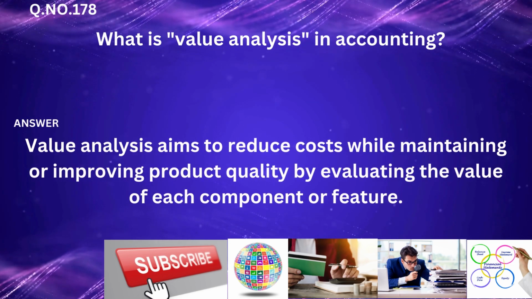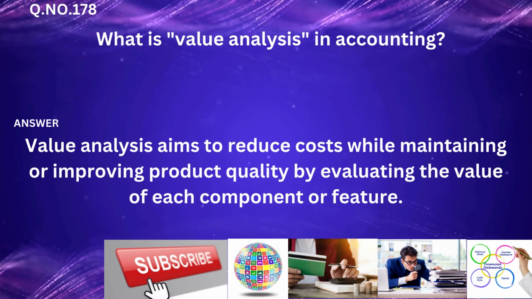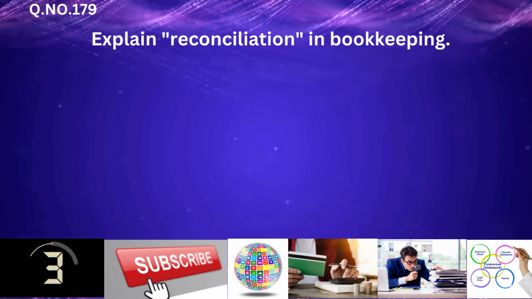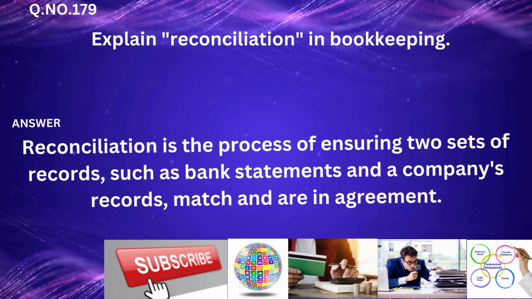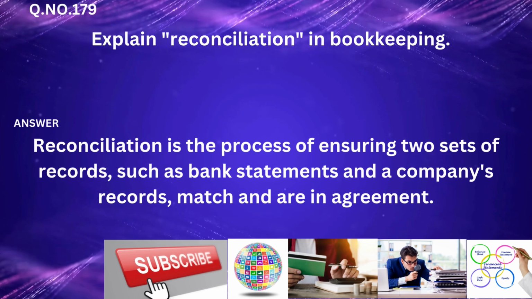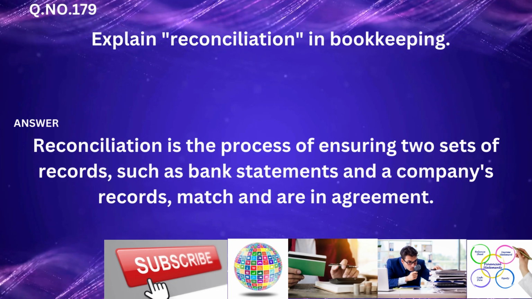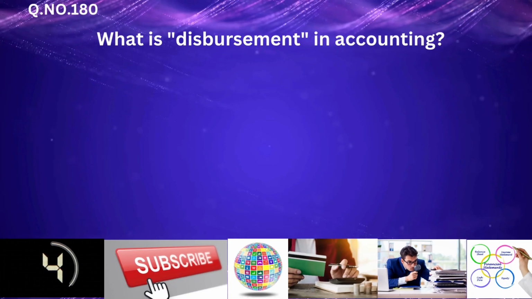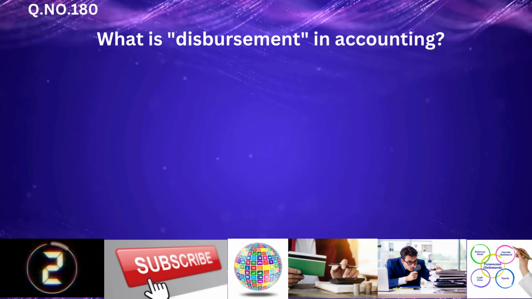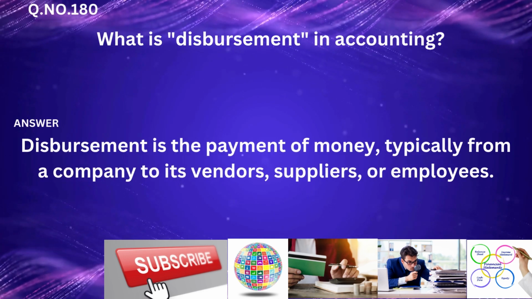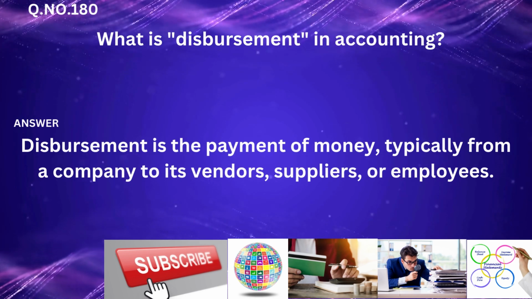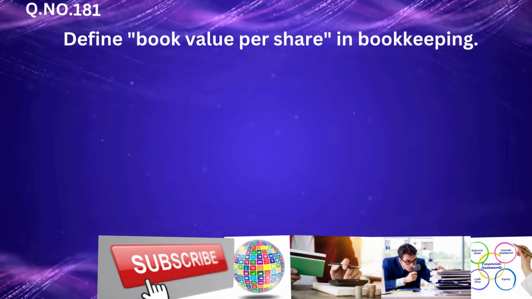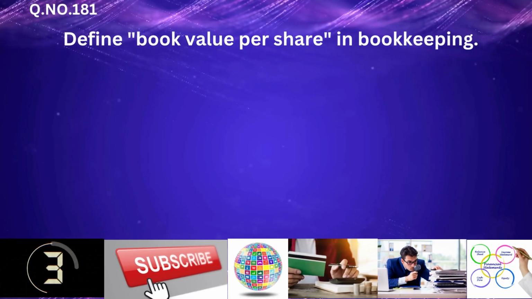Question 182. What is cash flow from operations in accounting? Answer: cash flow from operations represents the cash generated or used by a company's core operating activities. Question 183. What is cash flow from investing in bookkeeping? Answer: cash flow from investing reflects the cash inflow or outflow from buying or selling long-term assets like property or investments.